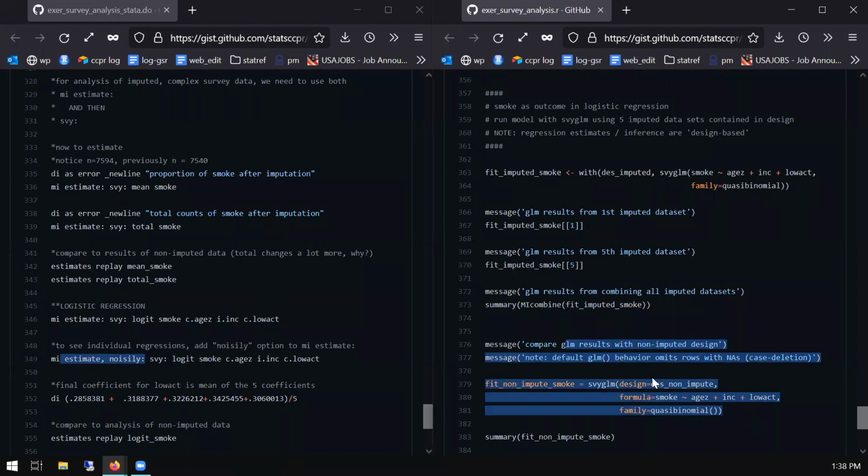It was done, you could do it separately, but at the very end, the survey stuff absorbs all of the imputation and design setup.